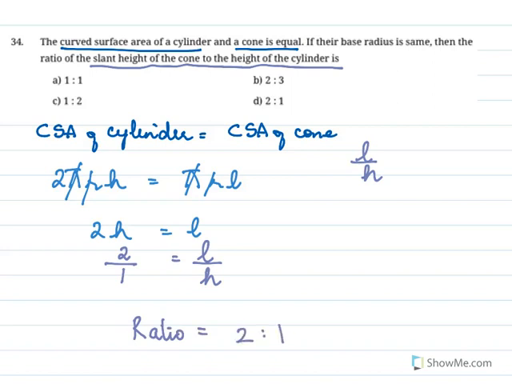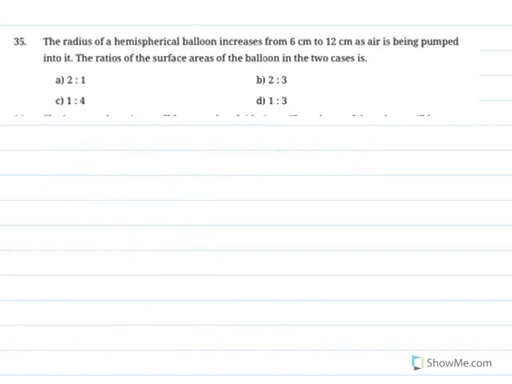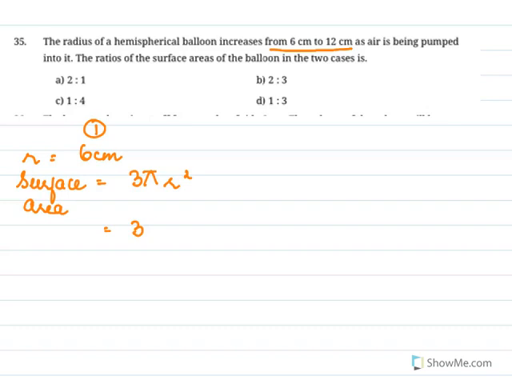So the ratio equal to 2:1. The radius of a hemispherical balloon increases from 6 centimeters to 12 centimeters as air is pumped. Then the ratio of the surface area. So we have case 1 where the radius is 6 centimeter and the surface area equal to 3 pi r square, which is 3 pi 6 square.